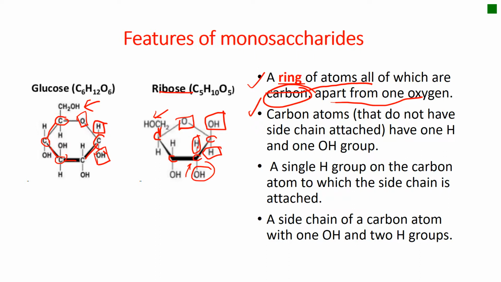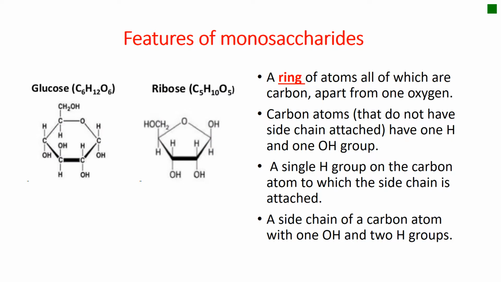A single hydrogen group on the carbon atom to which the side chain is attached. So let's see this carbon, all right? This carbon has a side chain attached to it. So that's why, remember, carbon can make up to 4 different bonds. Two bonds have been made to another carbon and the oxygen, and the third will create a bond with hydrogen, while the other one will be the side chain.